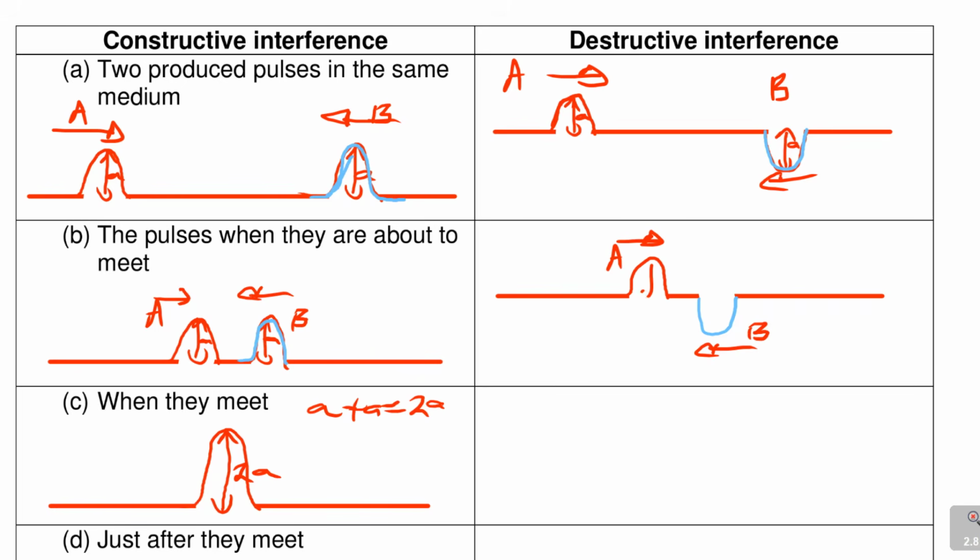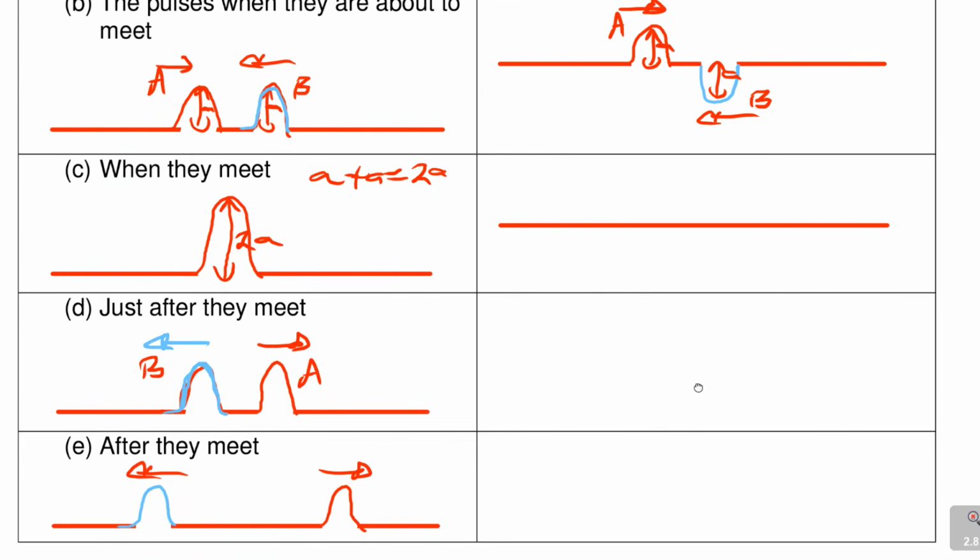Now if the amplitude is A and the other amplitude is A, now when they meet, we're now in C. What happens when they meet? Remember, when they meet, you're just going to say A minus A, because one is on top, one is at the bottom, and you get 0. So when they meet, how do you represent that? You just represent it with a straight line. They're going to cancel each other, and when they cancel each other, they're just going to form a straight line. Are you with me?